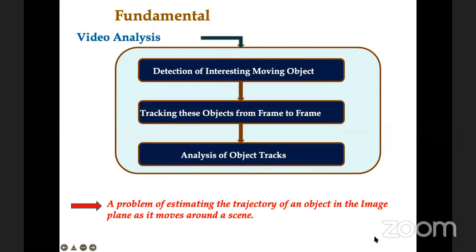Then tracking these objects from frame to frame, because video means millions of frames which you are going to encounter. So in the first frame, if you can locate the object, and that also in the minimum possible time, because it should be real time, so that it happens before the next frame comes.